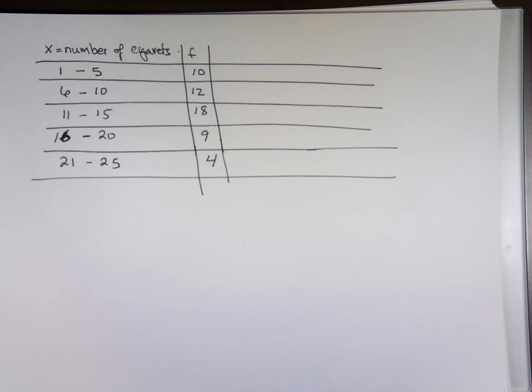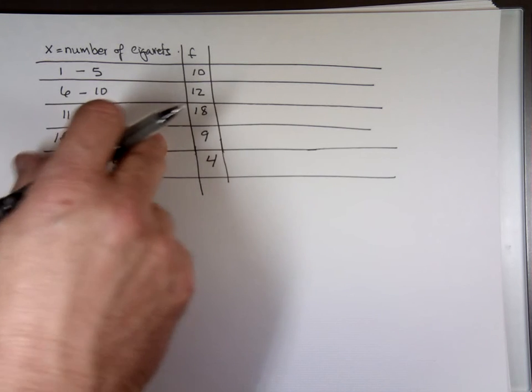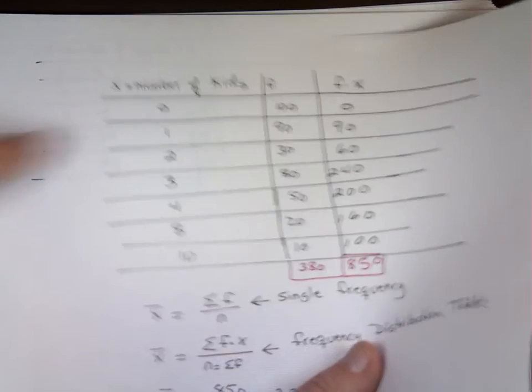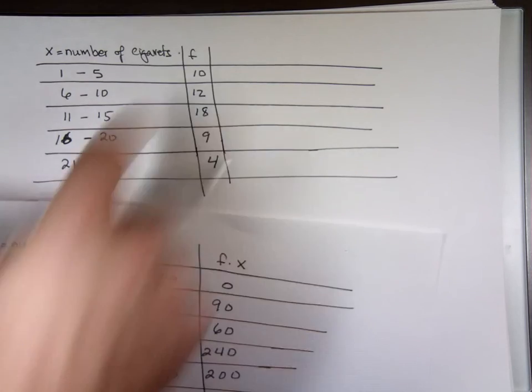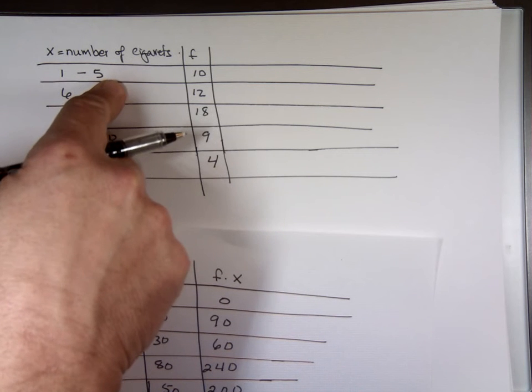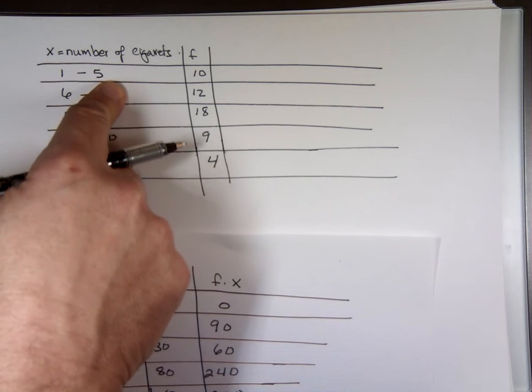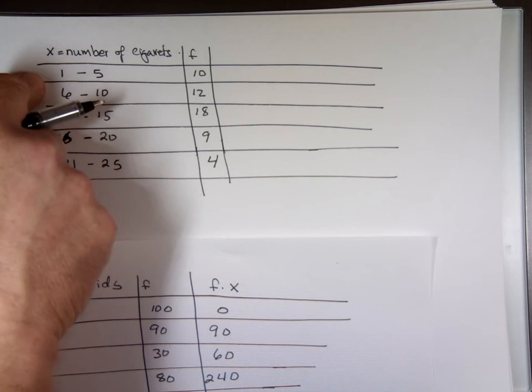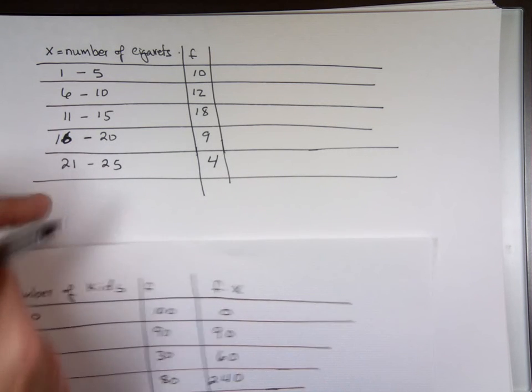Only problem with this, what makes this problem different from the previous one, how many kids do you have, is that we had a number there. But here I have no idea how many cigarettes they smoke. It's between 1 and 5. Your guess is as good as mine. Could be 1, 2, 3, 4, or 5. I don't know. So what would be a fair value to use for them?